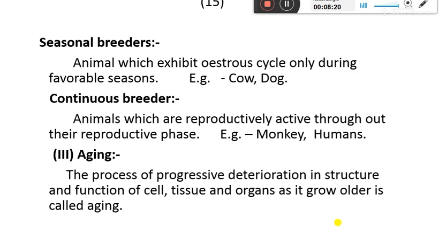After aging, or growing older, the organism has to die. So death is sure after the aging process.